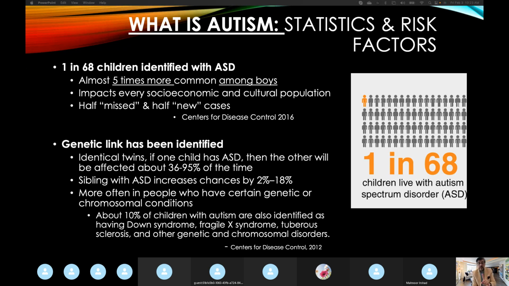So in general, the population prevalence is 1 in 68, more common in males, so 5 males to 1 female, less common in the females. It is 36 to 95% in the siblings, and 2 to 18% if there is a strong family history of autism in a relative. More often in people who have certain genetic or chromosomal conditions.